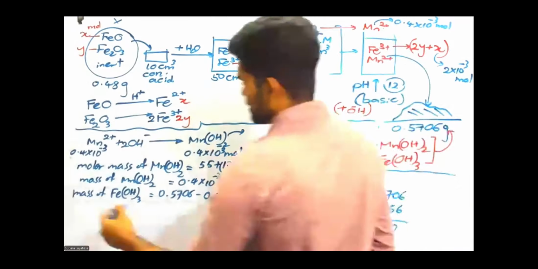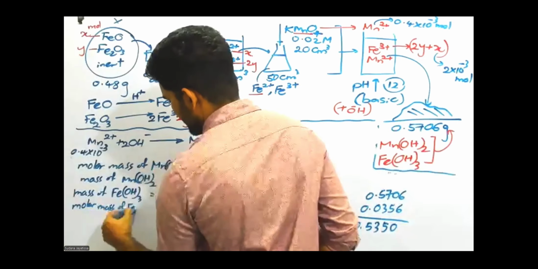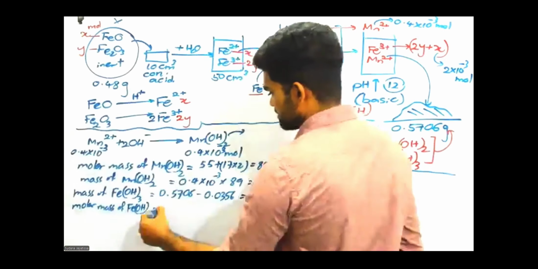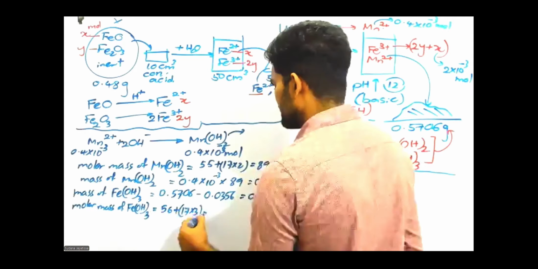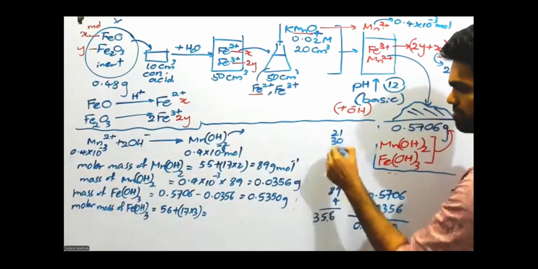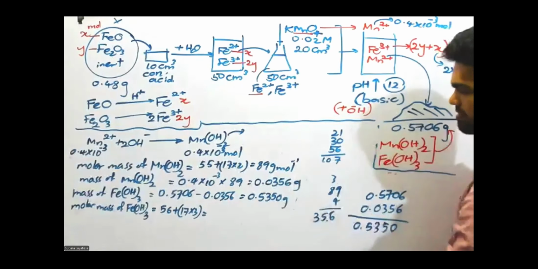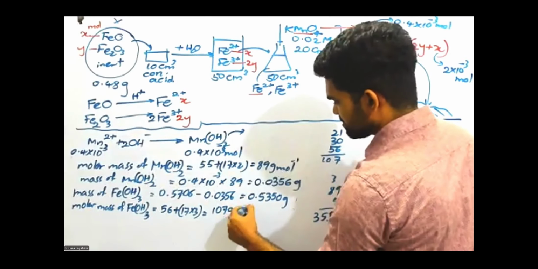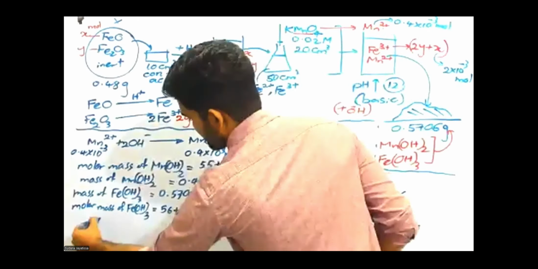So now let's find out the molar mass of ferric hydroxide. It is 56 plus 17 into 3. 17 into 3, 7 into 3, 21, 30 and 56, 107. So 107 gram per mole. Okay, so now we can find out the moles of ferric hydroxide.